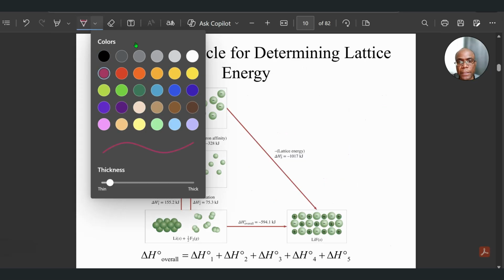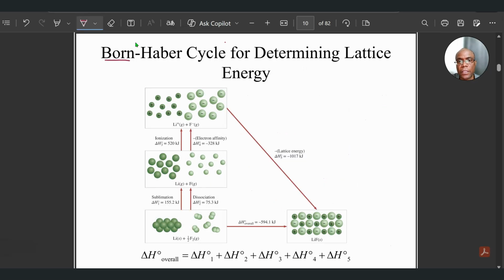I'm going to explain the Born-Haber cycle for determining lattice energy. These are calculations that can be used to determine the lattice energy. And in general chemistry too, you're going to learn about Hess's law of summation of enthalpies.